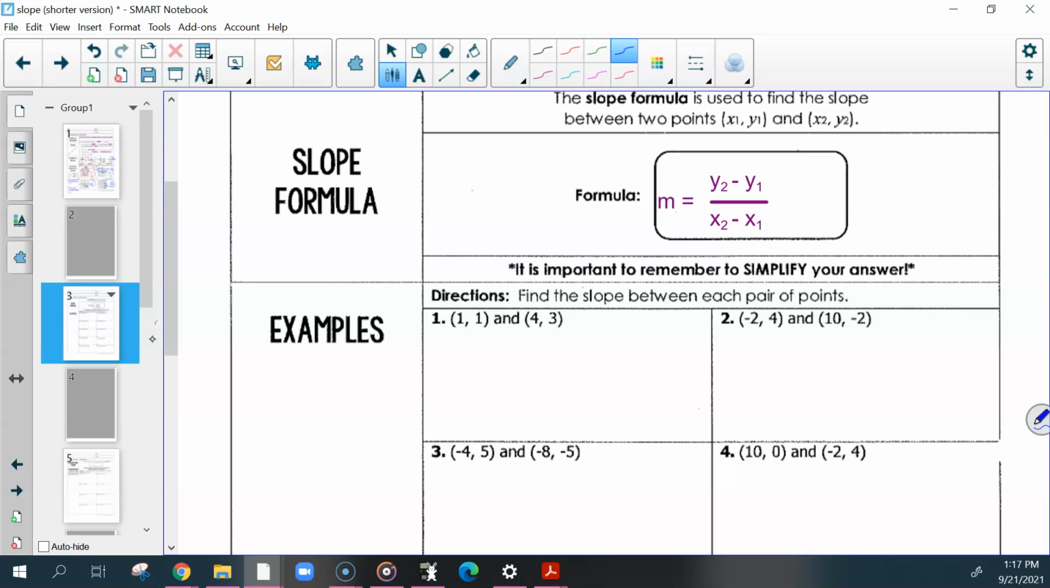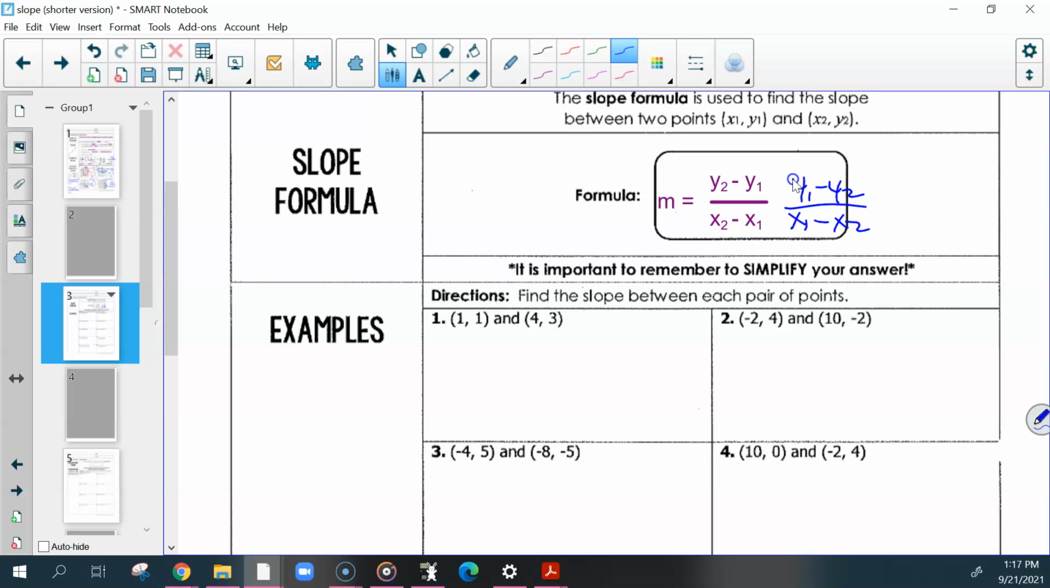When you're doing this formula, let's say you forget which one comes first. If you happen to switch these two, so it's y1 minus y2, that's fine as long as you also switch the denominator. The 1s and the 2s need to line up. If they don't, you're going to get a negative where you're supposed to be positive or vice versa.